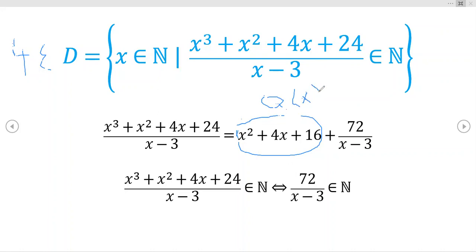So what you really needed to find was this remainder, and you note that since the quotient is always an integer, what we're looking for is tantamount to just determining when this fraction right here is an integer. And that's going to happen precisely at the divisors of 72. So on the next page, we're just going to list all the divisors of 72 and set each of them equal to x minus 3. And that'll be the set that comprises D. Okay, so let me clear this out and let's move along to the next page.